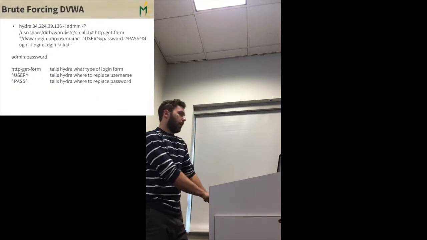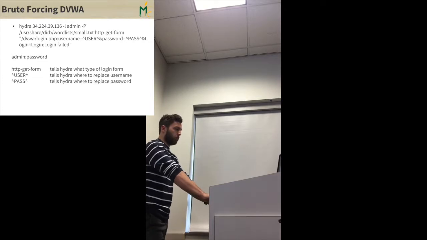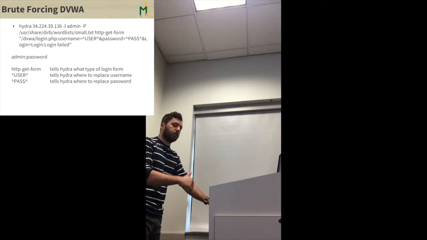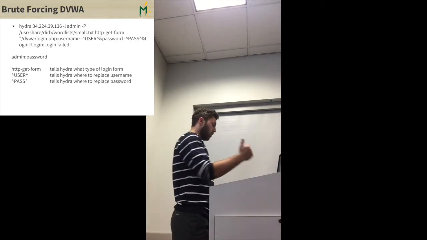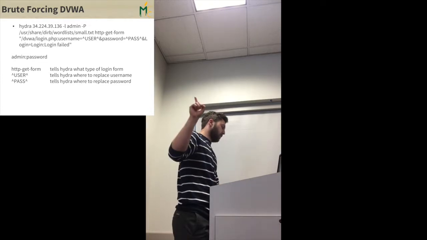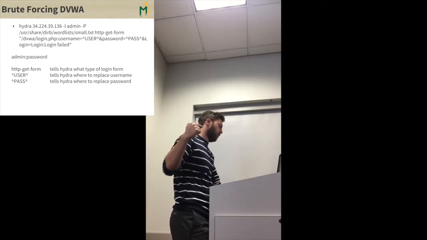So here's an example. Right now we're going to be going over Damn Vulnerable Web App. And again, we're doing the vulnerabilities that we didn't do in the last talk. So this one is the brute forcing one. You can see a picture of it. It's just a login box with the username and password.